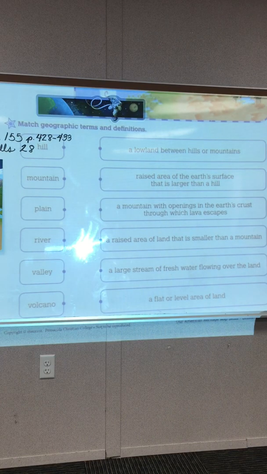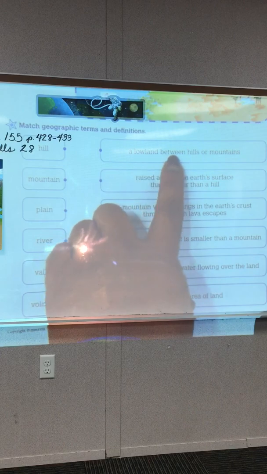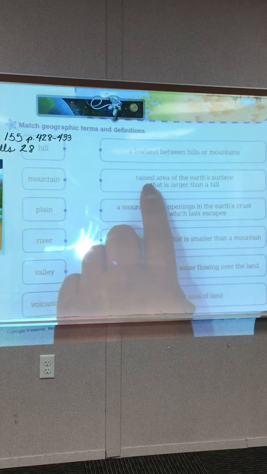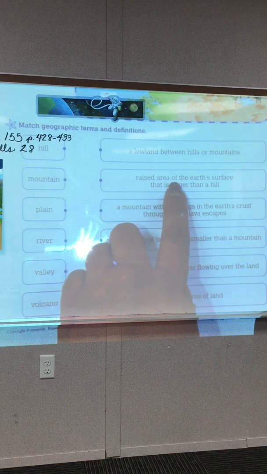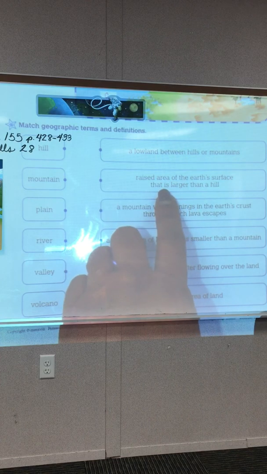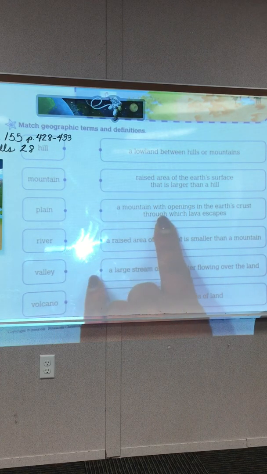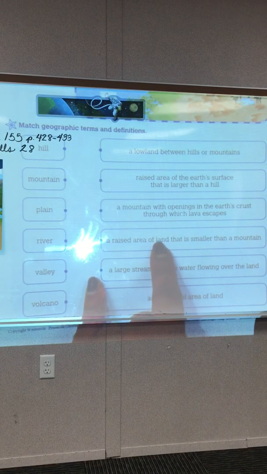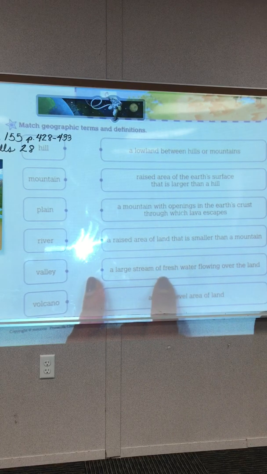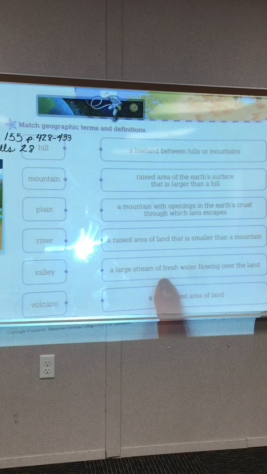Okay, so let's read the key. And we have a lowland between hills or mountains, raised area of the earth's surface that is larger than a hill. A mountain with openings in the earth's crust through which lava escapes. A raised area of land that is smaller than a mountain. A large stream of fresh water flowing over land. A flat or level area of land.